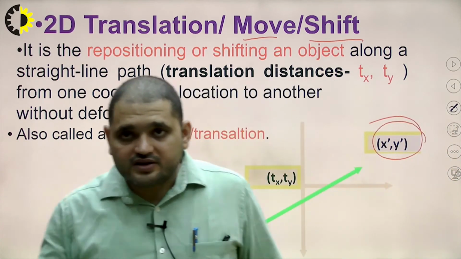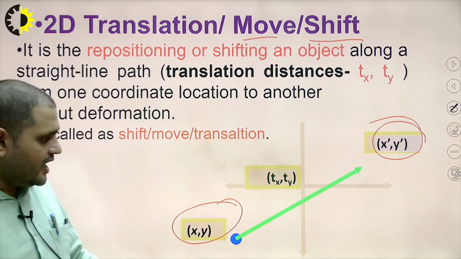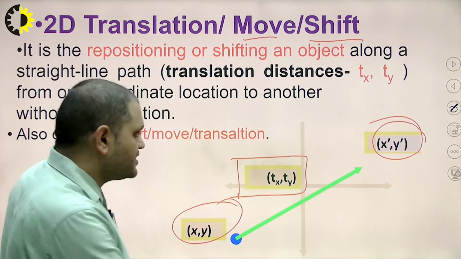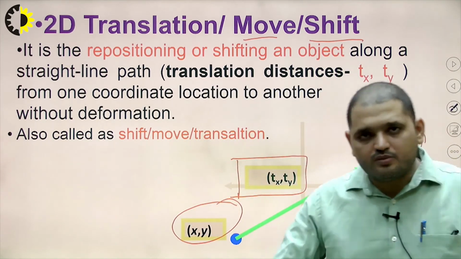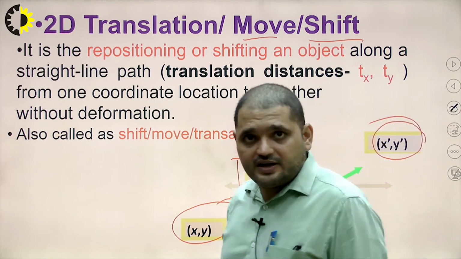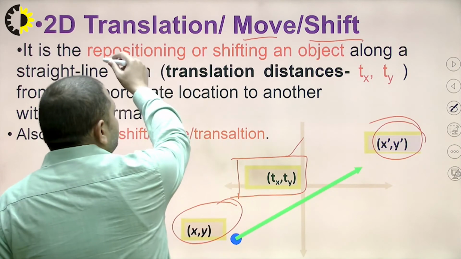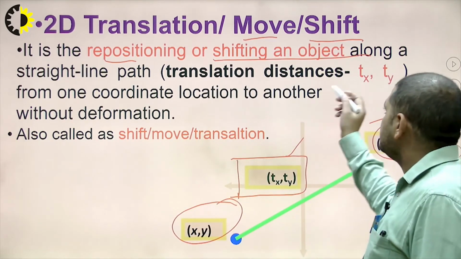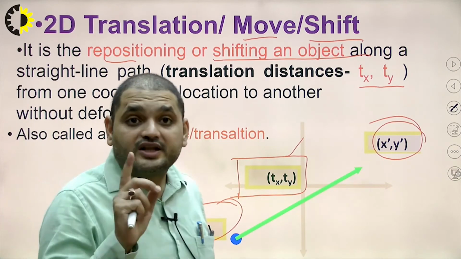For moving this point from xy to x dash y dash, xy has to move this much distance in the x and y directions, that is tx and ty. So the point xy has to be translated or moved or shifted by this amount tx, ty to get to the new position, that is x dash y dash. It is the repositioning or shifting of an object along a straight line path, that is the translation distance, given as tx, ty, from one coordinate location to another without deformation.